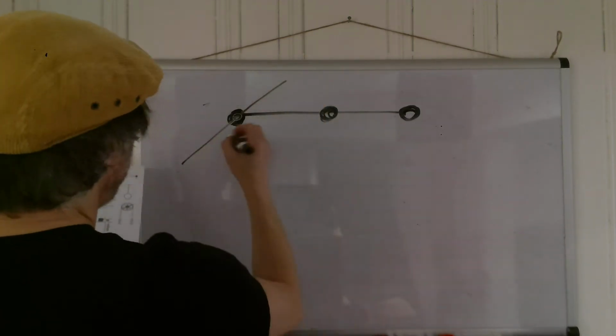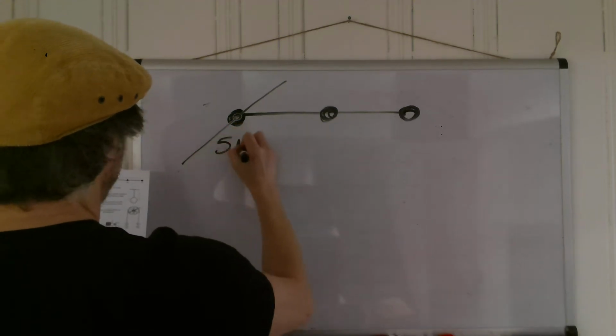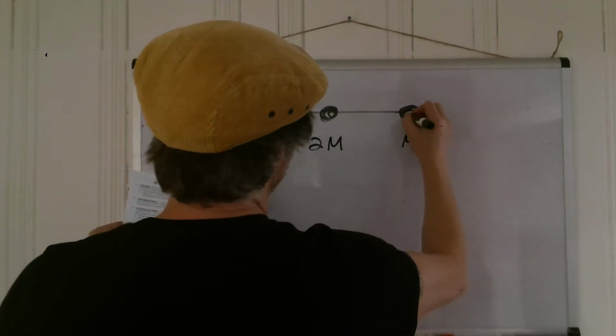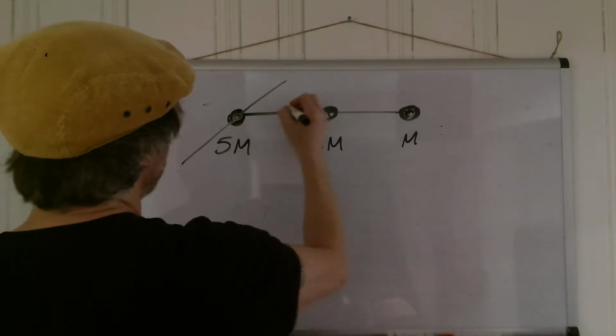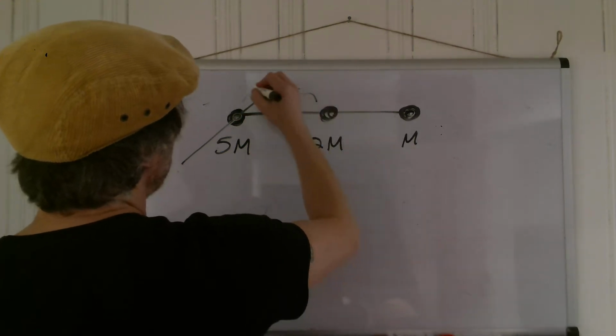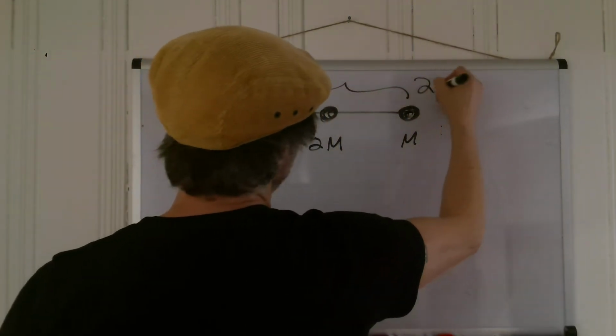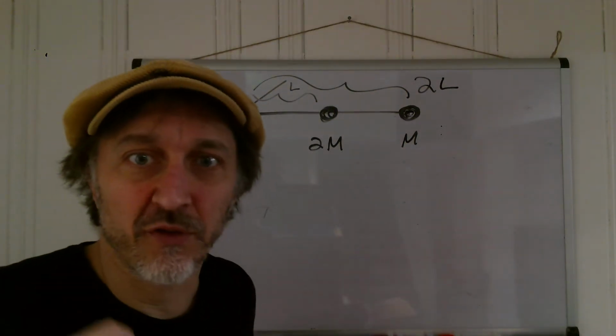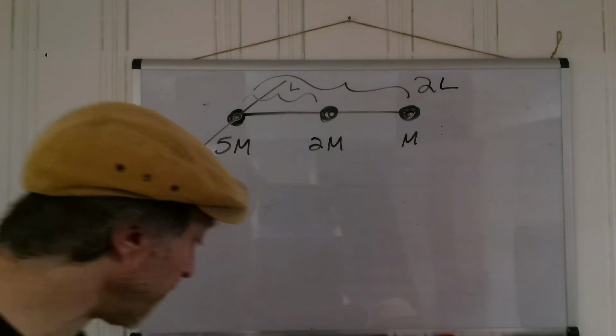Okay, so we've got these 3 particles. The first one has a mass of 5m, the second one has a mass of 2m, the one at the end has a mass of m, and then all of these distances are L. So the distance from here to here is L, and the distance from here to here is 2L. Okay, so question A asks us to find the rotational inertia, right?